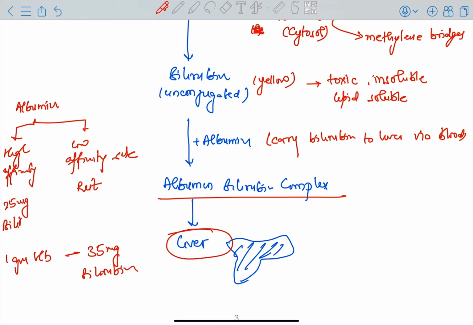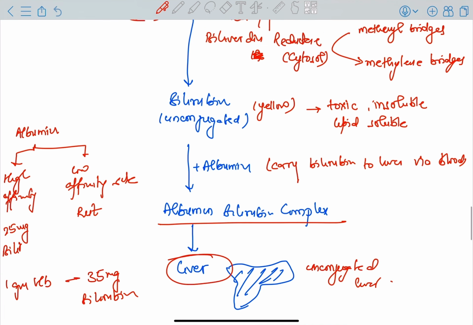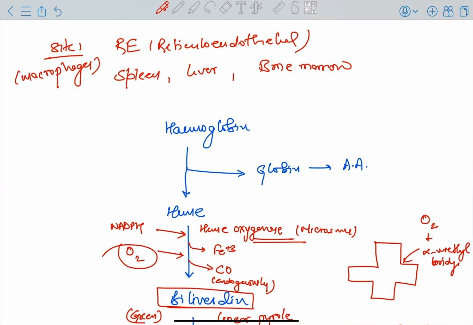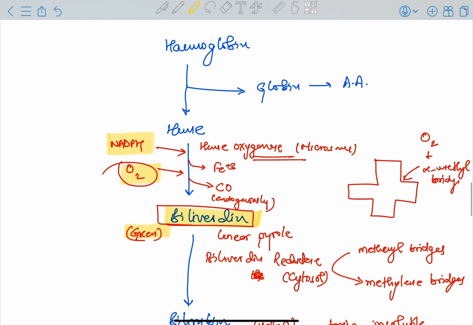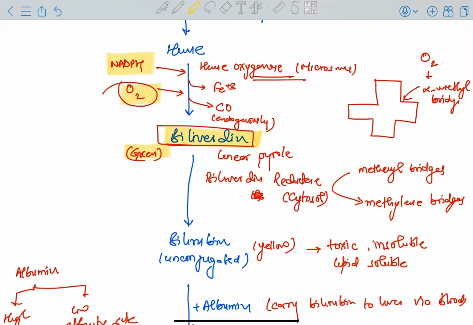The unconjugated bilirubin has now reached the liver. If we see once again, hemoglobin loses globin and amino acids are removed. Heme is formed. Heme, NADPH and molecular oxygen act to form biliverdin, the linear pyrrole, which is green in color. O2 acts on the methynyl bridges and endogenous carbon monoxide is produced. Now biliverdin is converted to unconjugated bilirubin with the help of biliverdin reductase, which is present in the cytosol.